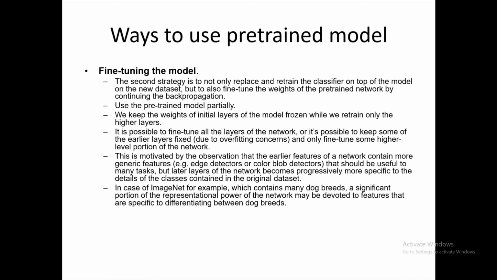In the case of ImageNet, for example, which contains many dog breeds, a significant portion of the representational power of the network may be devoted to features that are specific to differentiating the dog breeds.